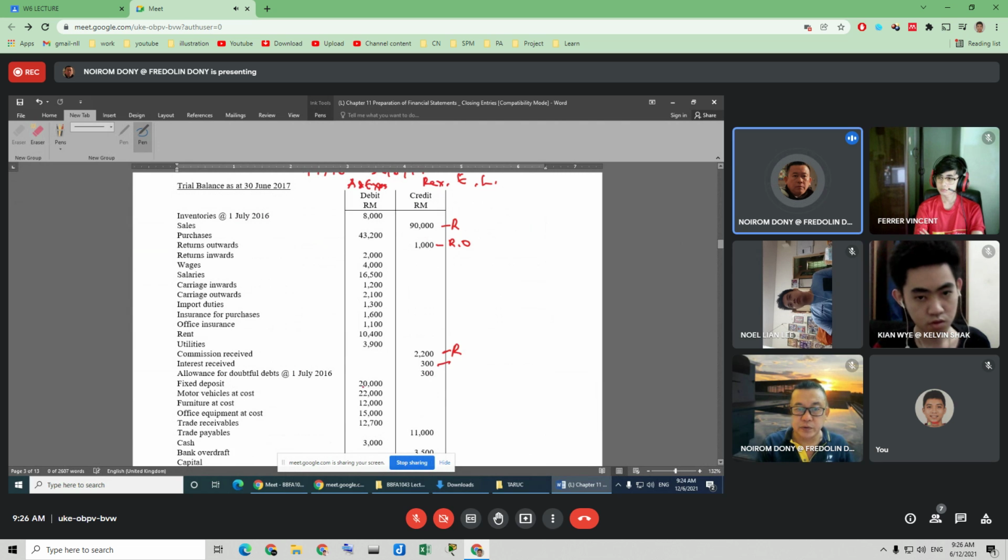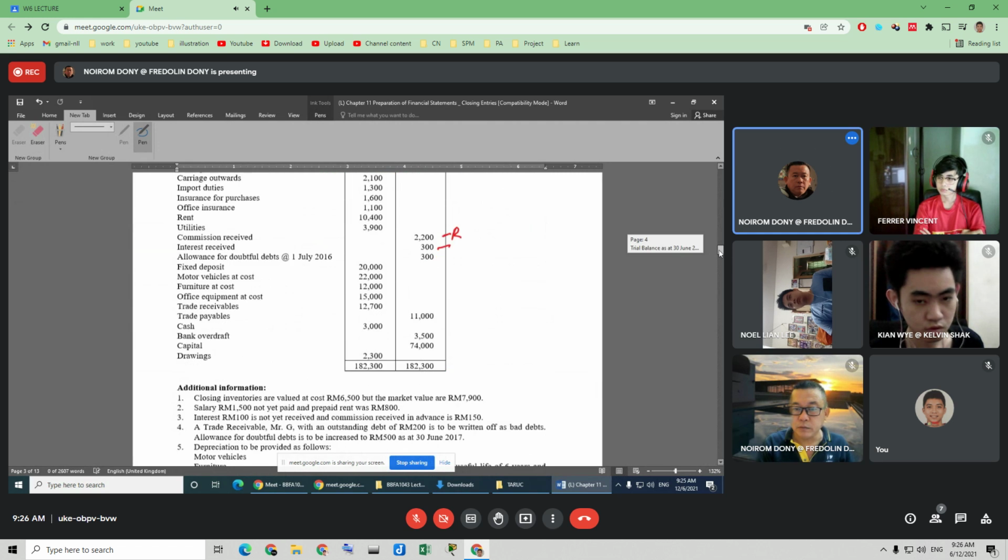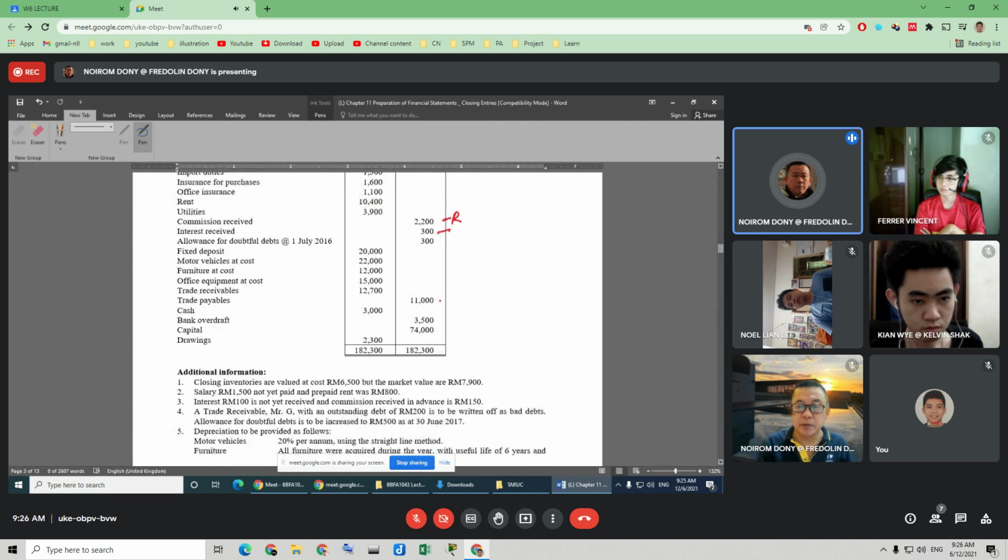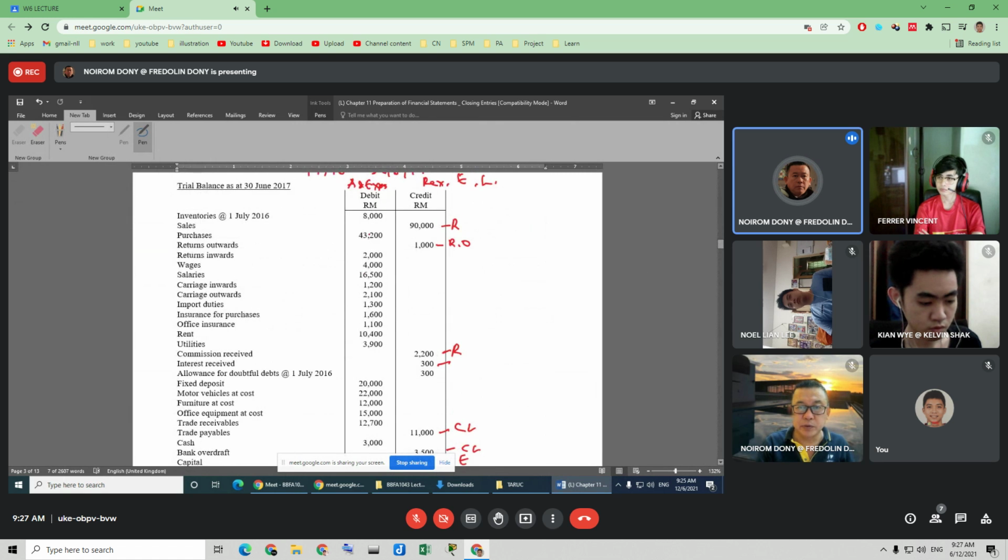Interest received, other revenue. Allowance for doubtful debts uses the liability concept, so you have to minus it with trade receivable. And then trade payable 11,000, a current liability. Bank overdraft, current liability. Capital, under equity. So you need to be able to identify. Like purchases, of course, this is cost of sales. And then return inward, also cost of sales.